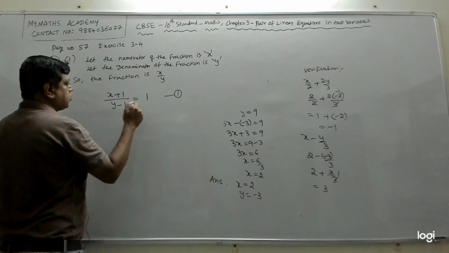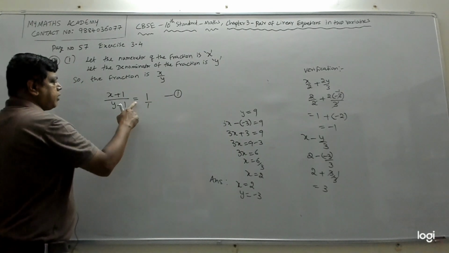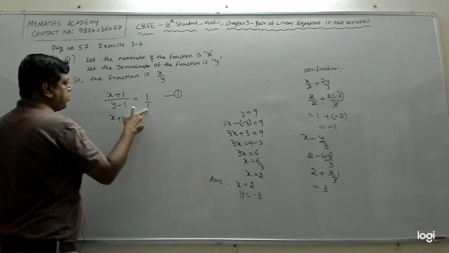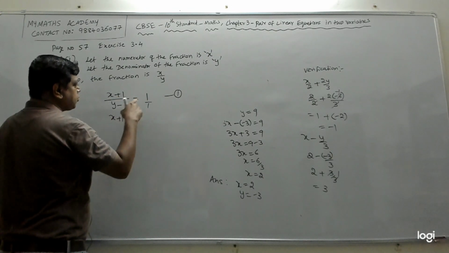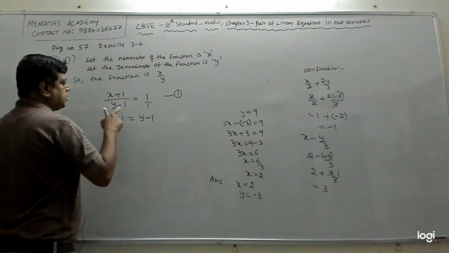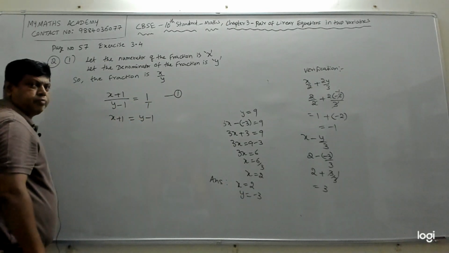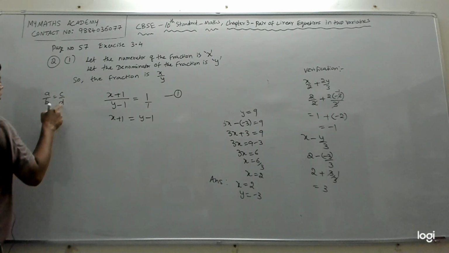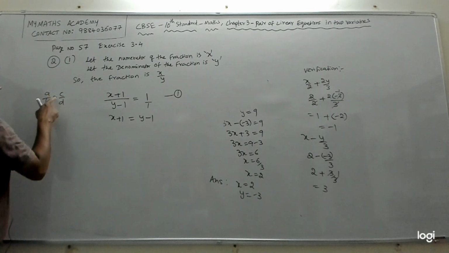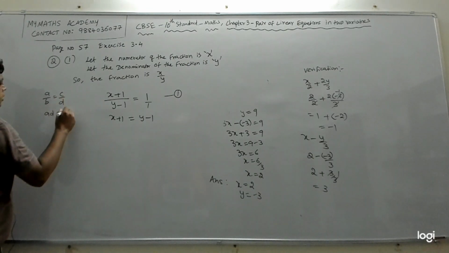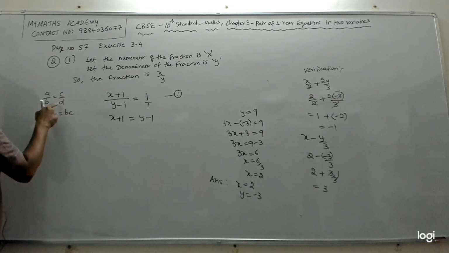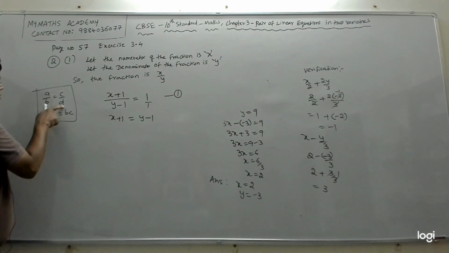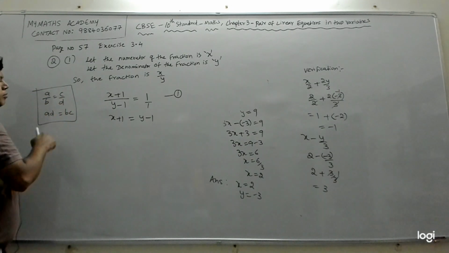So what can we do? This is over 1. Whenever you have an equal sign, you can cross multiply. x plus 1 into 1 is x plus 1, equal to y minus 1 into 1, which is y minus 1. Whenever you have a by b equal to c by d, then you can say a into d equal to b into c. You can write this always. This into this equals this into this.